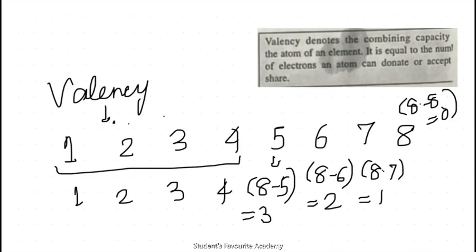Alright, now if we move to the next concept, children, the next concept is what happens to the valency as we move down the group and as we move across the period. So we'll be discussing this. For this, children, there is an easy concept. If you see, we discussed down the group.